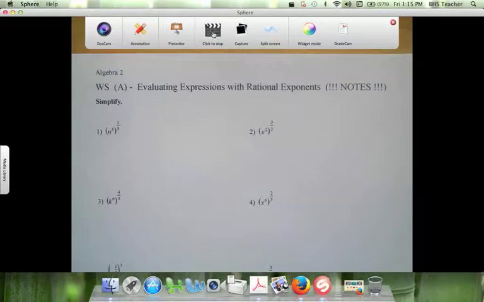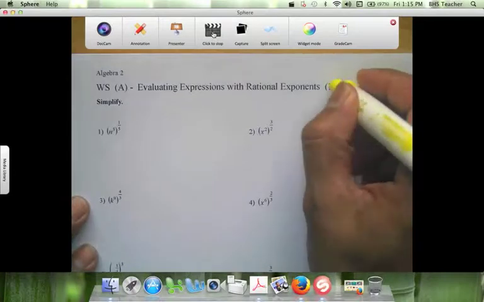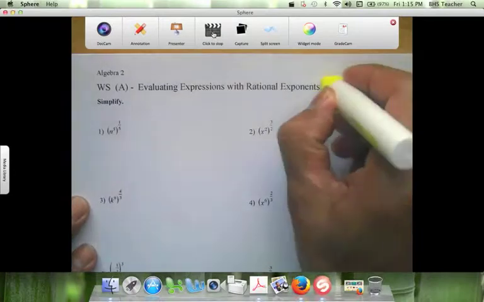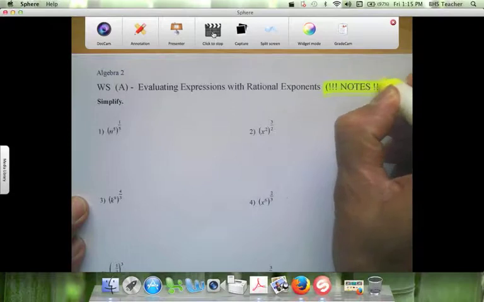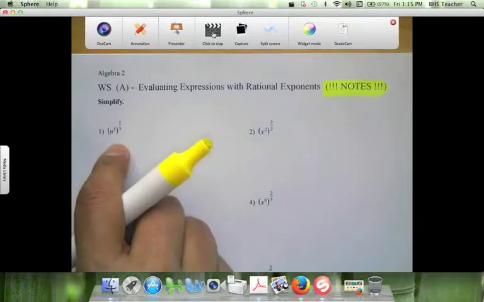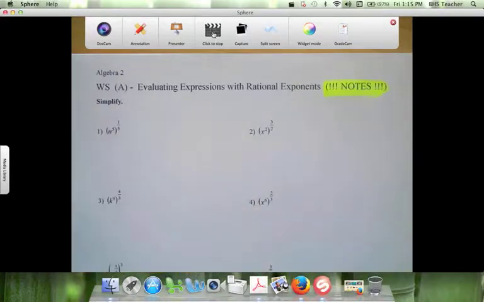Okay, hopefully you have printed out this worksheet. This is the guided lesson, the notes. If you didn't print it out, it's okay, you don't need to. You can just copy the problems down and then we'll work them out. I'll solve them and you guys follow as I go.